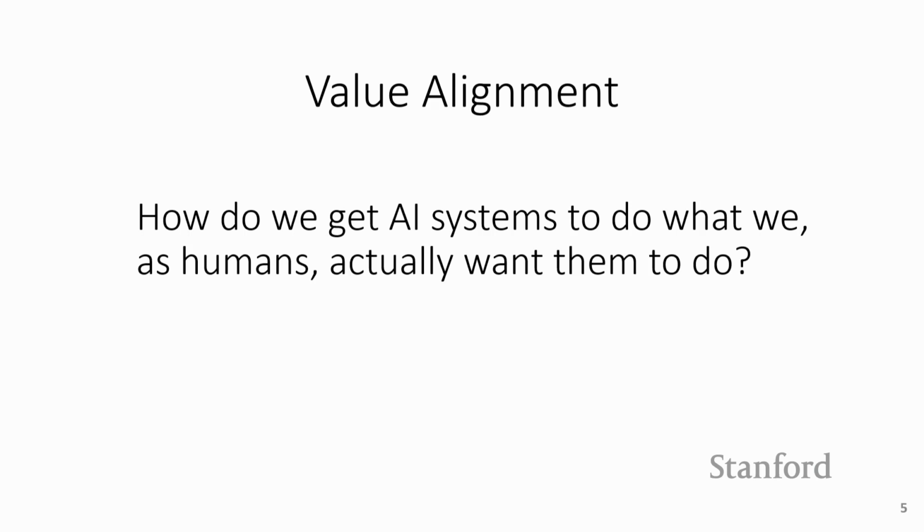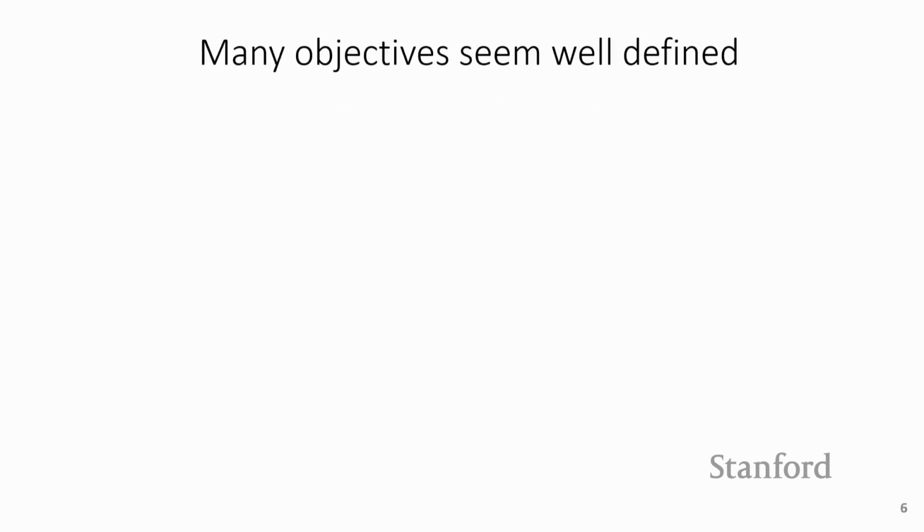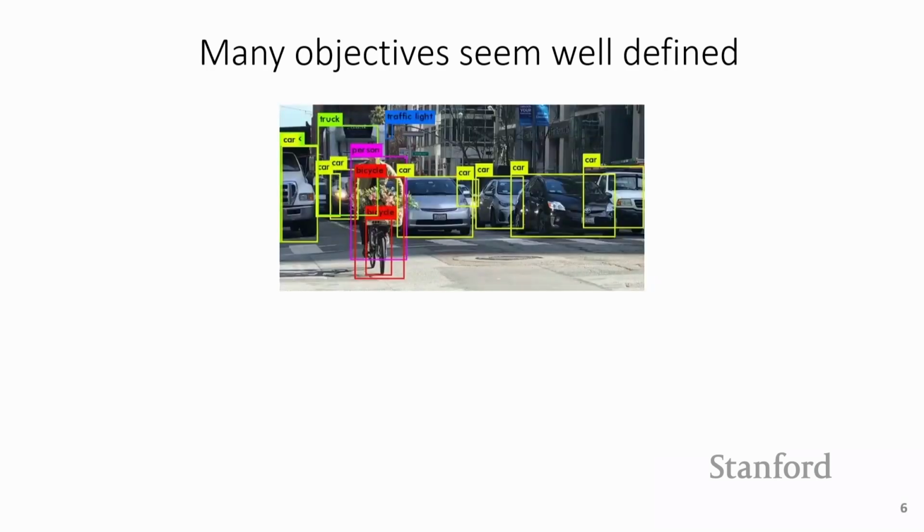I'm pretty good at writing down objective functions, having AI systems optimize them. And a lot of objectives that we think about in robotics or machine learning do on the surface seem pretty well defined. So we can think about classification. We can say, okay, we just want to maximize our accuracy. We'll just collect a lot of data, label it, have a test set. Maybe that's a pretty simple objective.